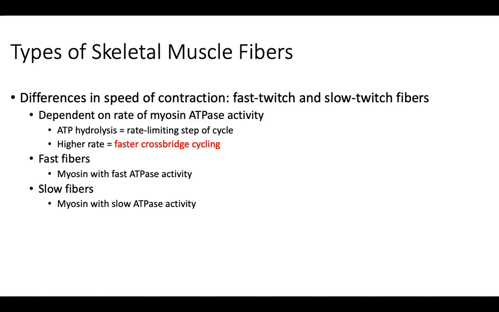So again, on that basis, we have fast fibers. These have myosin, which has a fast ATPase activity. It can make and break those cross-bridges really fast. We can then contrast that to slow fibers. They have a slow rate of, or the myosin heads rather, have a slow rate of ATPase activity. That means they're not going to make and break those cross-bridges as quickly as our fast fibers.